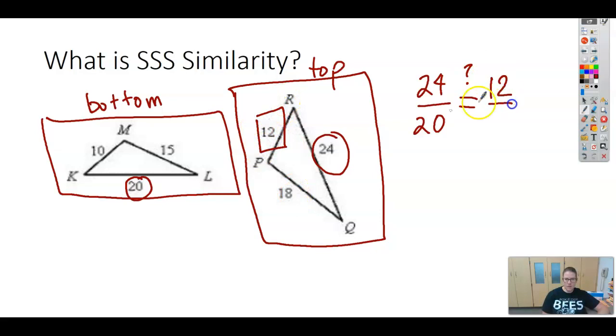So 12 goes on the top because it's from my top triangle. The shortest side over here is 10. And now I need to show, does this equal the medium side over the medium side? So the medium side in the big triangle is 18, and the medium side in the other triangle is 15.